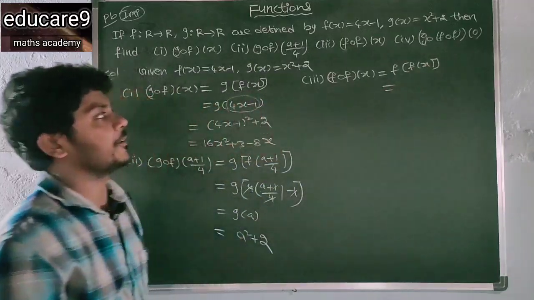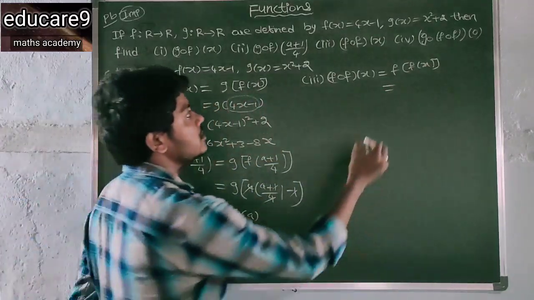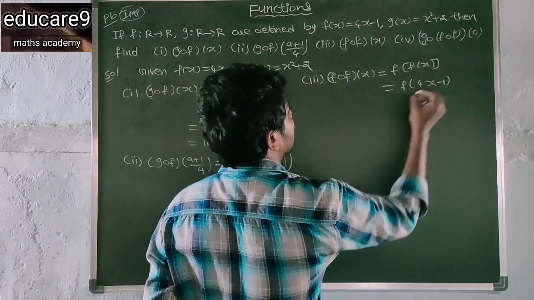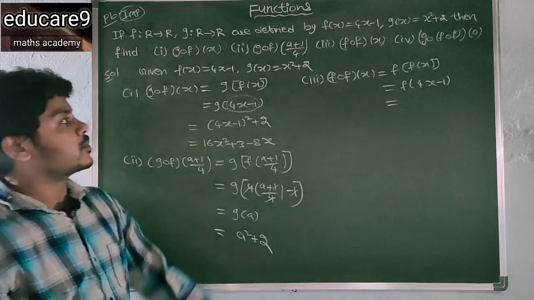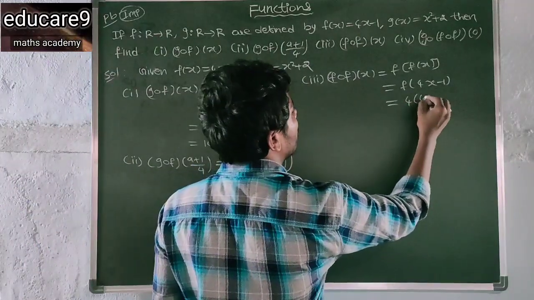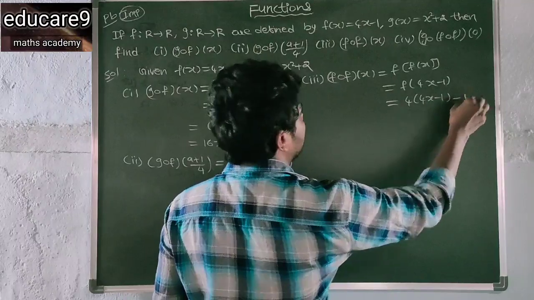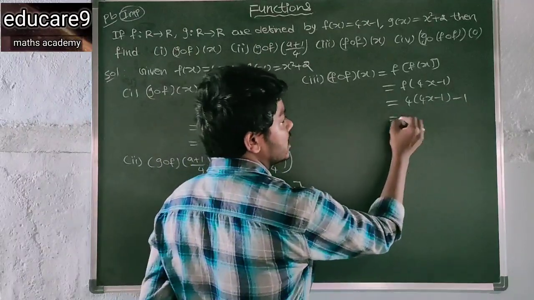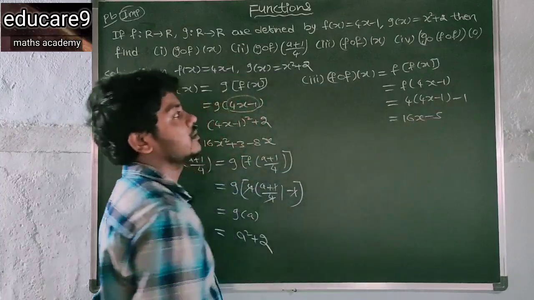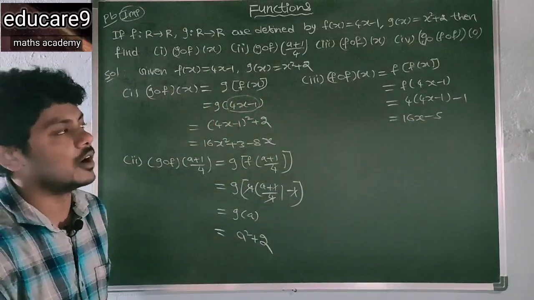So what is f of x? F of 4x minus 1. Again replace x by 4x minus 1. That is 4 into 4x minus 1 minus 1. This is what? 16x minus 4 minus 1. So minus 5. This is f circle f of x.